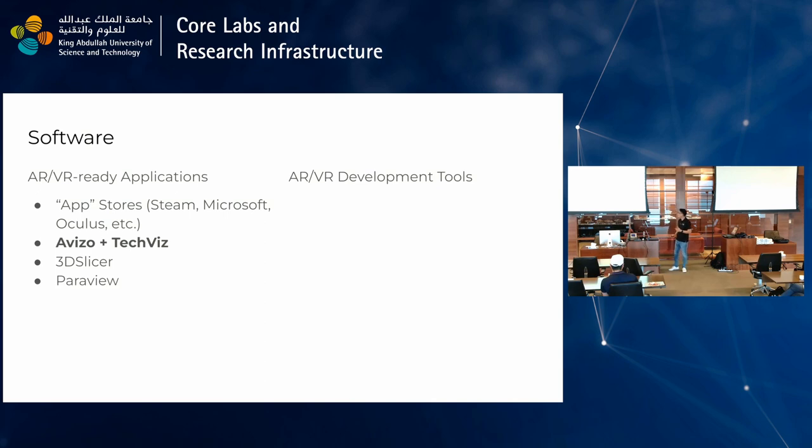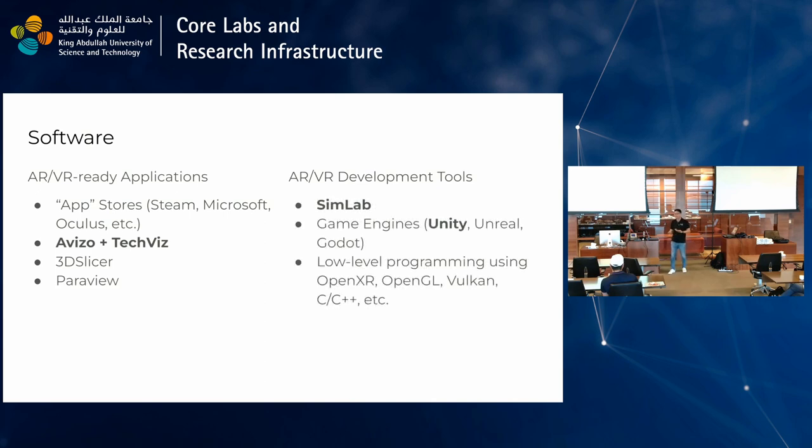On the right-hand side, we have the more complex tools for building AR and VR applications. The first one is SimLab. This is a very new kind of software that we provide. It's a drag and drop kind of interface where there's also none to minimal programming. I'll show a demo of this later. And then there's game engines. From the name itself, this is software that is used for building games, right? And as you can tell, the AR and VR applications that we use are essentially games. The only difference is that we want to put data inside. There are different game engines, but for today, we're going to talk about Unity.